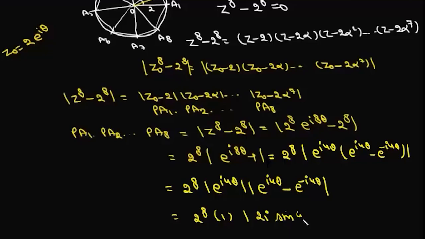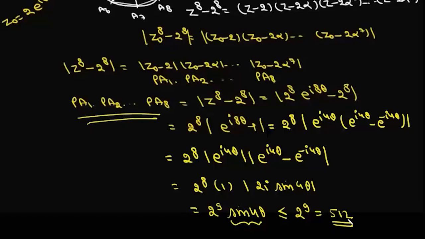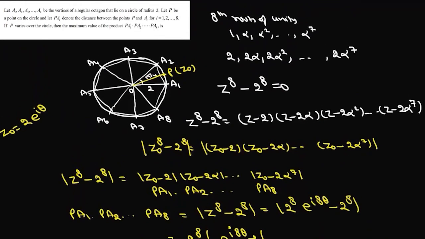sine 4 theta. Now mod of iota is 1, so we can write this as 2 to the power 9 mod of sine 4 theta. Now the maximum value of sine is 1, so it will always be less than or equal to 2 to the power 9, which is 512. So the maximum value of this product PA1, PA2, up to PA8 is 512, and that is the answer to this question.